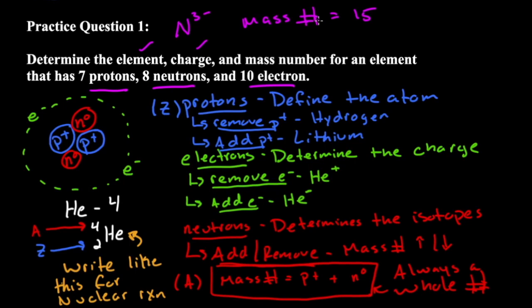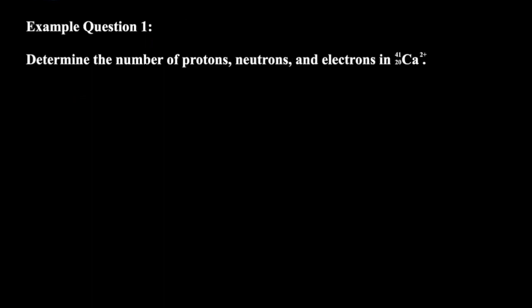Let's try an example question now. Example question number 1. So it wants to determine the number of protons, neutrons, and electrons in this Ca, and it's got a 20 on the bottom, 41 up top, and it's a 2+ charge. And so take some time to figure out what you think this would be for protons, neutrons, and electrons.